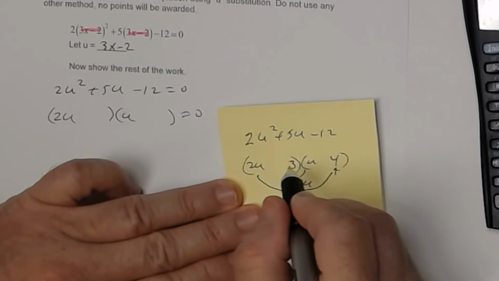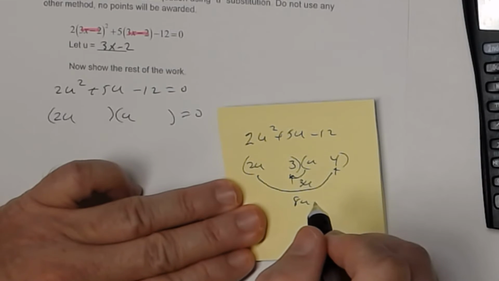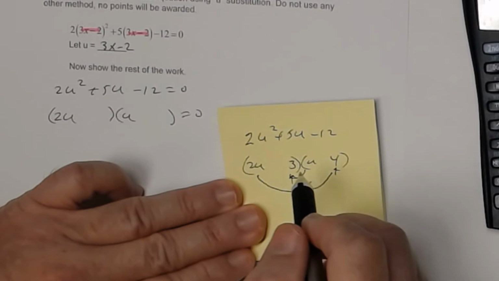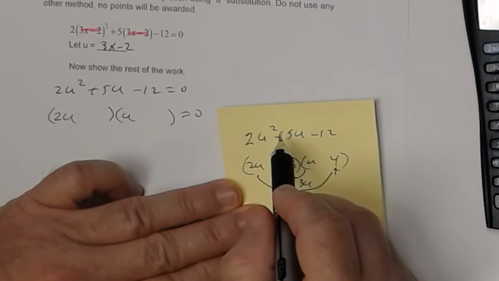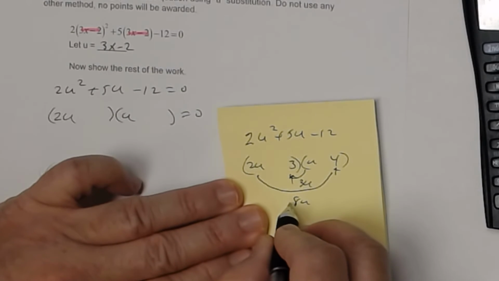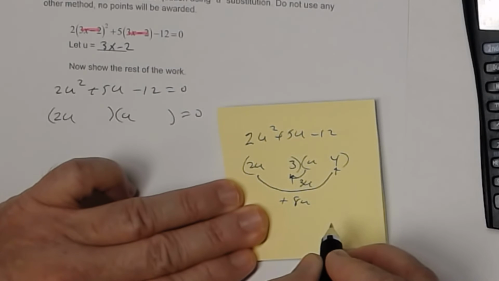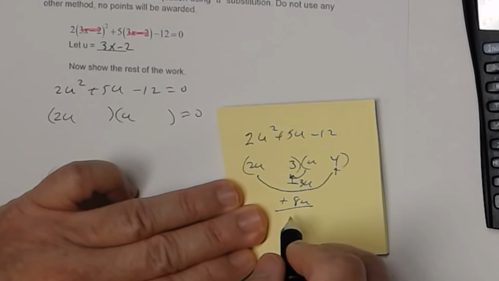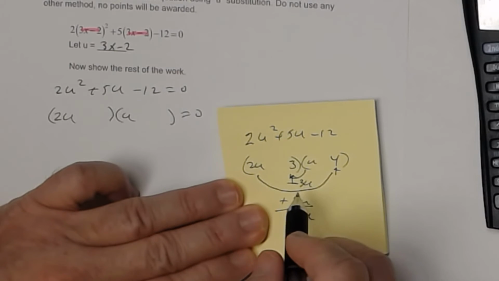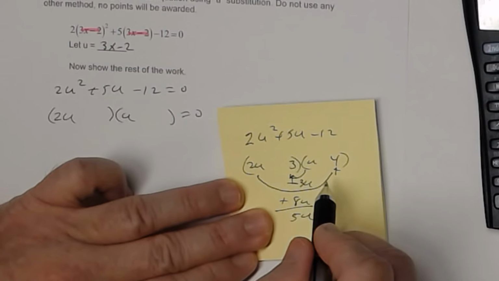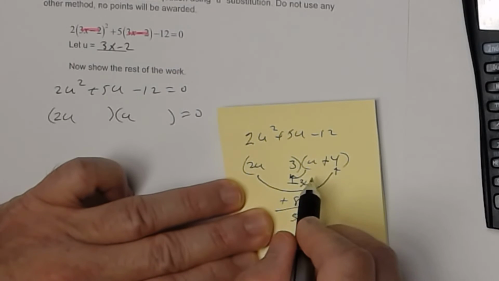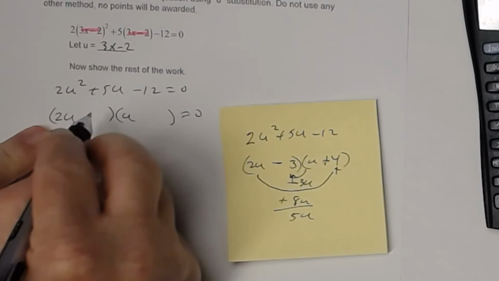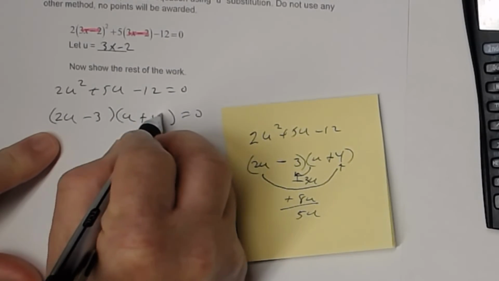So that means the 3 and the 4 are in the correct spot in terms of these binomials. What I have to do though is determine which one's positive and which one's negative, since the signs are different. Well, since I want a positive 5u, the 8u, which is larger than the 3u, has to be positive, and then the 3u has to be negative. Notice 8u and a negative 3u is 5u. So the 4 has to be positive, and the 3 has to be negative. So that goes here. So I get 2u minus 3, and then u plus 4.